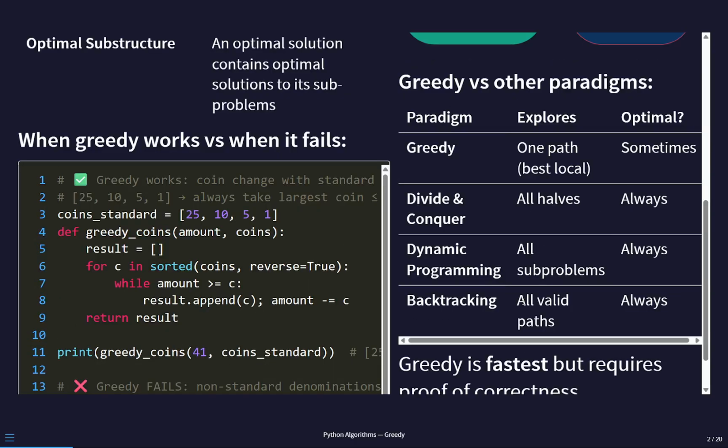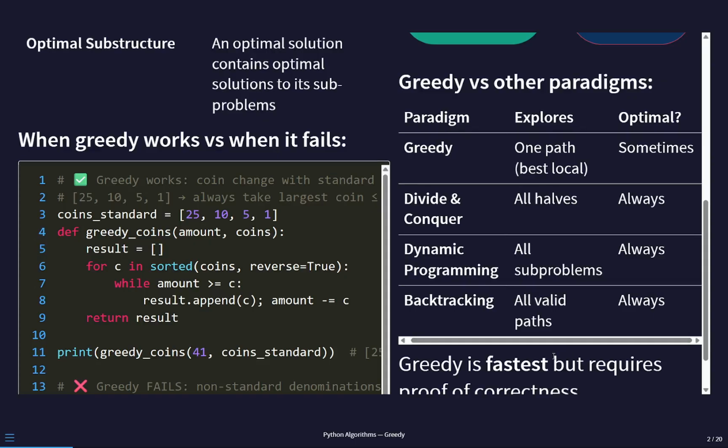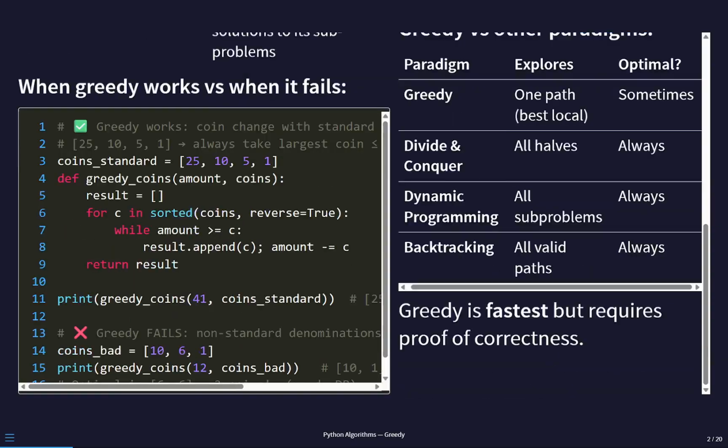Compared to other paradigms, greedy explores just one path through the decision space, always the locally best one. Divide and conquer splits the problem and recurses on all halves. DP systematically solves all subproblems. Backtracking explores all valid paths. Greedy is the fastest of these, but it requires a correctness proof to trust.